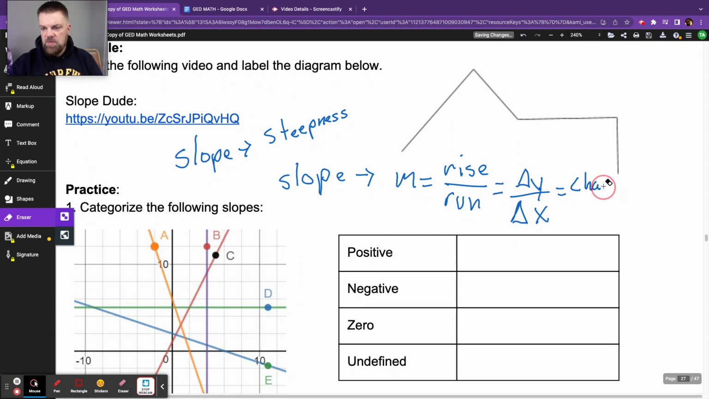Man, this works way better than my other tablet pen. See, you have it backwards.